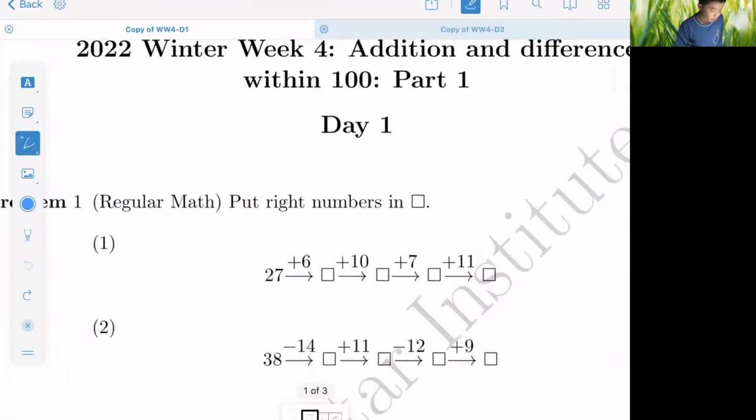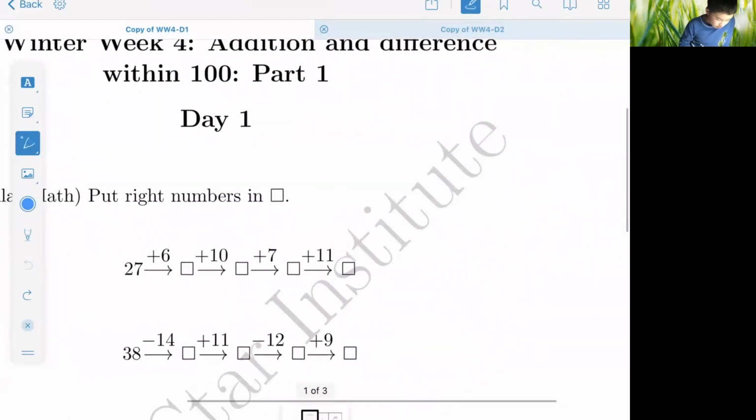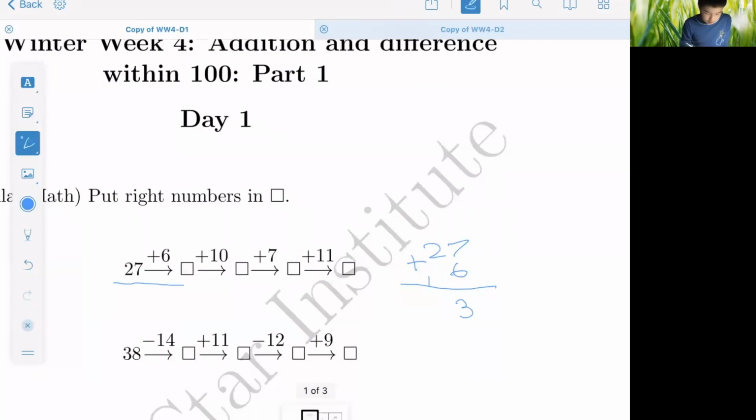For question number 1, it asks us what 27 plus 6 plus 10 plus 7 plus 11 is. We first write the standard algorithm for the first equation. So 7 plus 6 is 13. So we have a 3 down here, and then we move over a 1. 2 plus 1 equals 3. So this small box is 33.